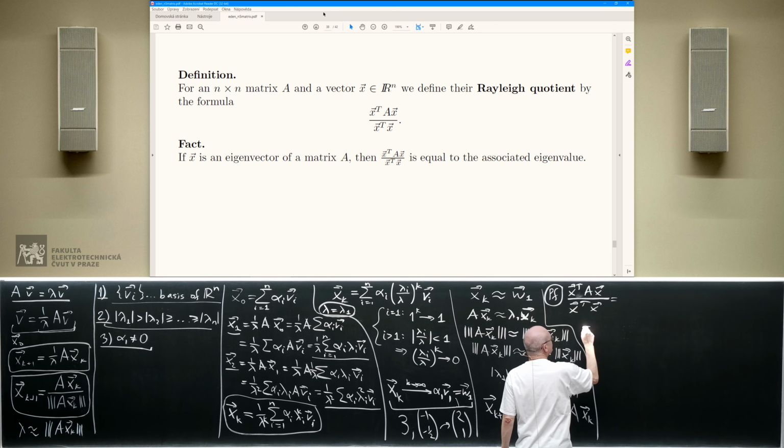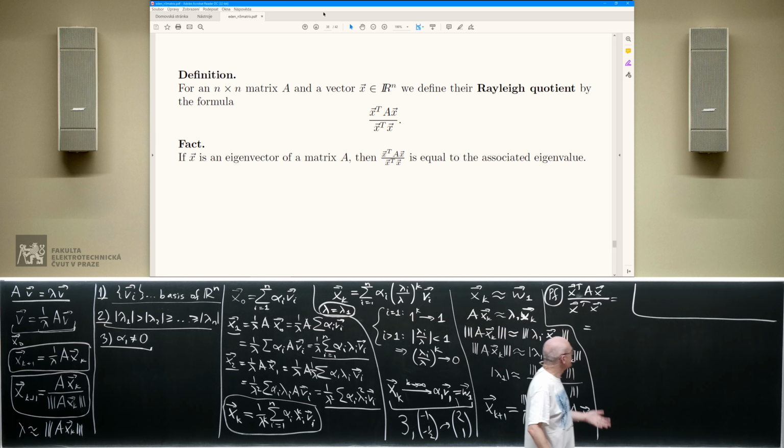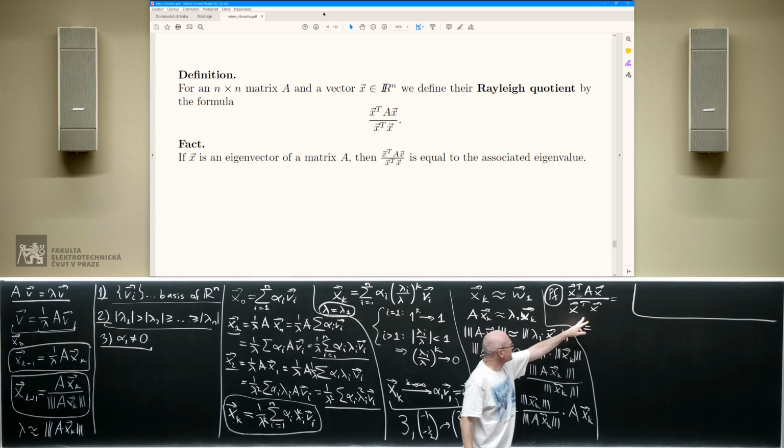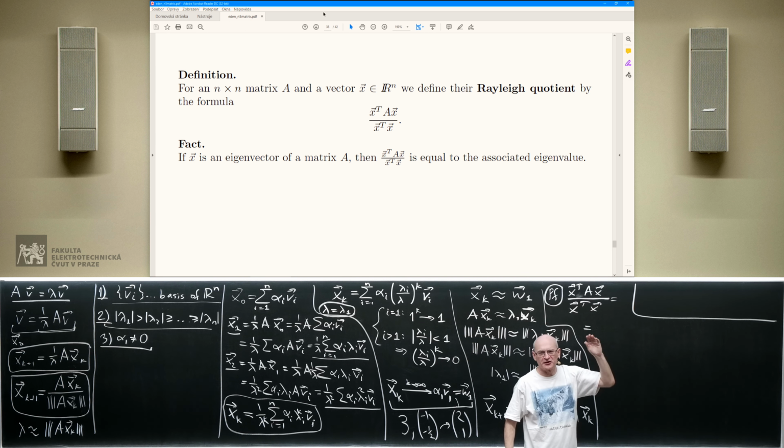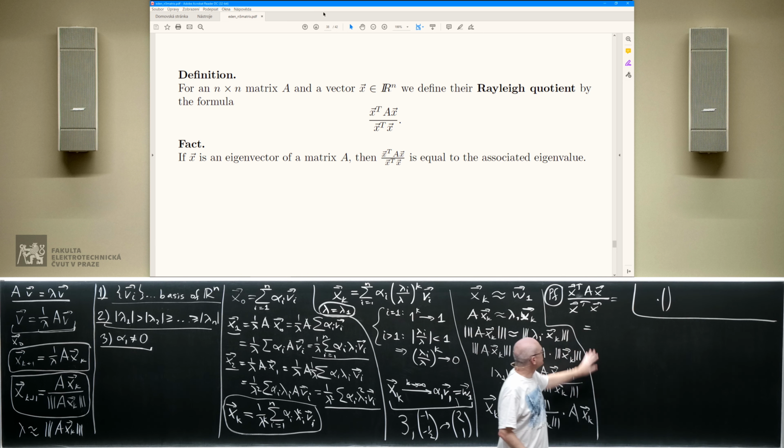Now, before we look at how much it is, let's look at what kind of an animal it is. In the denominator, x is a vector, and in theory, it's always a column vector. And this is multiplied by its transpose.